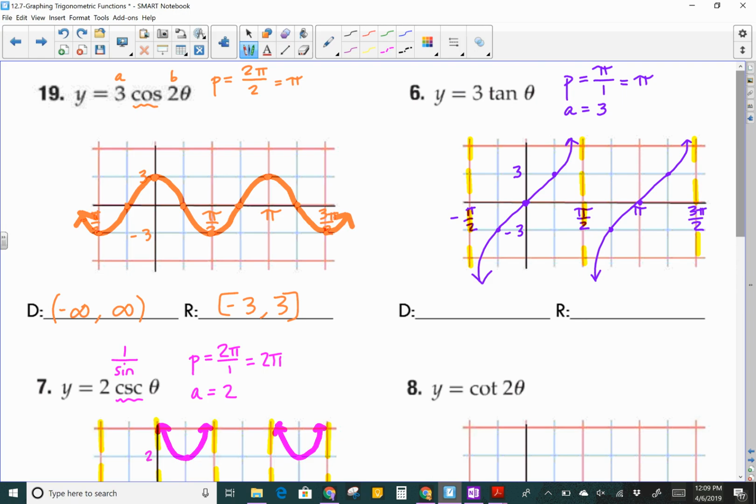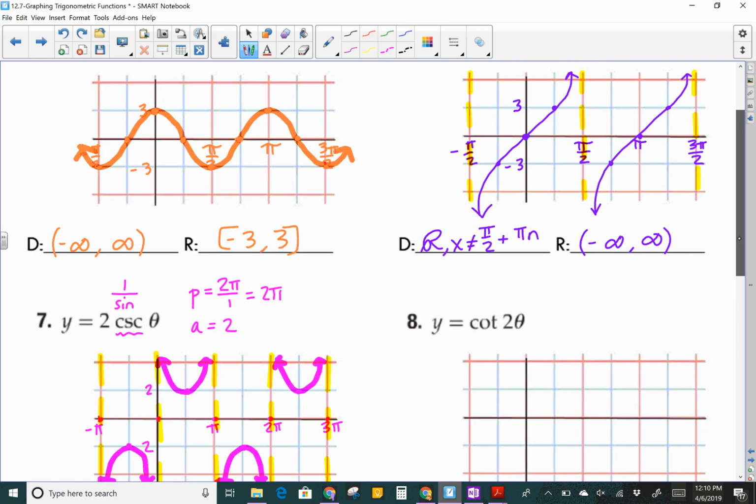Okay, so what's my domain? Domain is all real numbers. X cannot be... I'm on pi over 2, not at 0, so I got to name that first one, whichever one you want it to be, and then how far apart are they? Pi n. My range is all real numbers, so we're going to say negative infinity to positive infinity.